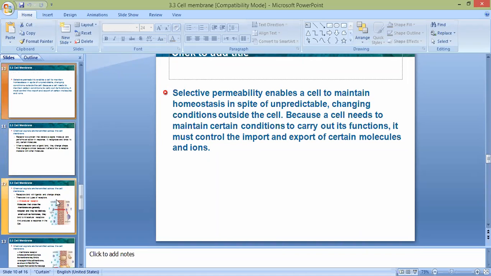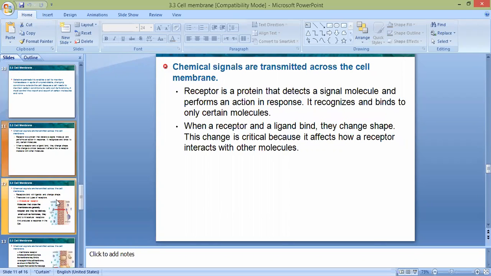Because the cell needs to maintain certain normal conditions inside. Now, chemical signals are transmitted across the cell membrane through what? Receptors. These receptors are proteins that detect a signal molecule and perform an action in response. It recognizes and binds to only certain molecules.